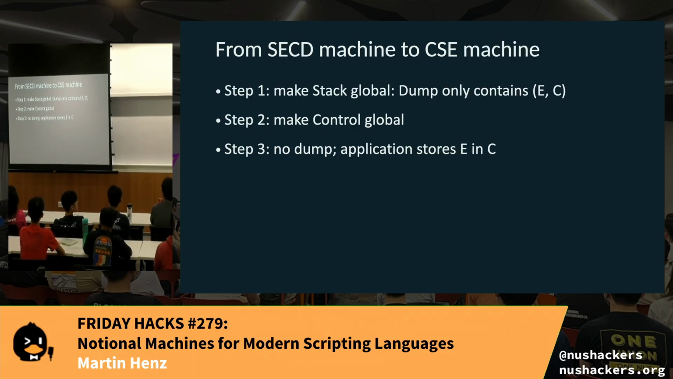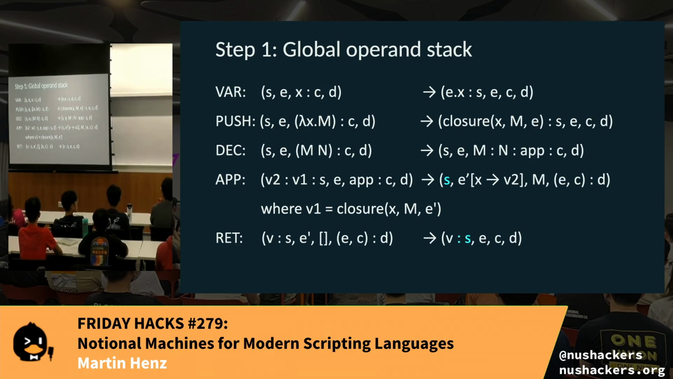So we can make the stack global. We can make the control global. And once we have done that, there's no need for a dump anymore. So here is how to make the operand stack global. Instead of coming up with an empty operand stack when the function gets applied, we just keep the operand stack the same. And when we return from a function, we just put the return value on the operand stack. So there's no need to remember the operand stack in this dump anymore.